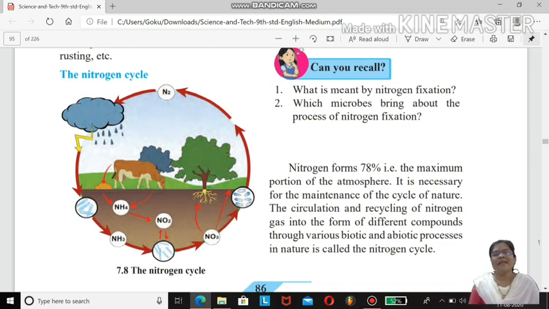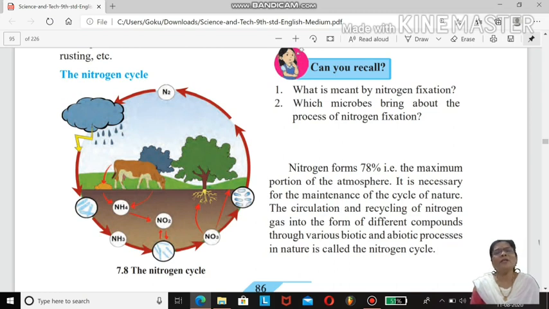Students, can you recall nitrogen fixation? We have learnt nitrogen fixation in the previous standard. The conversion of atmospheric nitrogen into nitrates is called nitrogen fixation. Which microbes bring about nitrogen fixation? The Rhizobium bacteria present in the leguminous plant do the process of nitrogen fixation.